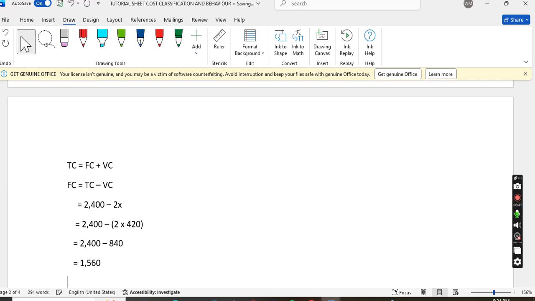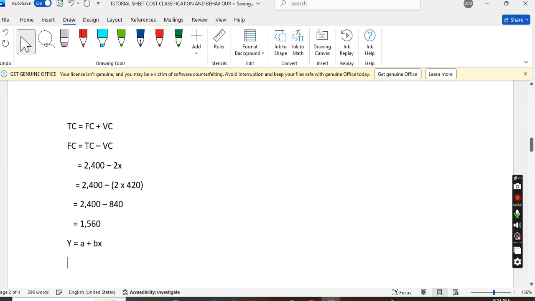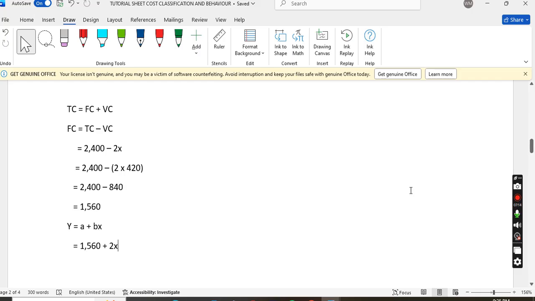Okay, so we can now form our cost equation as I stated earlier on. Y, which equals total cost, equals A, which is our fixed cost, plus B, our variable cost, times X. So our fixed cost, 1,560, plus our variable cost, 2x. That is our cost equation. And with this cost equation, we can now predict the costs we're going to incur.